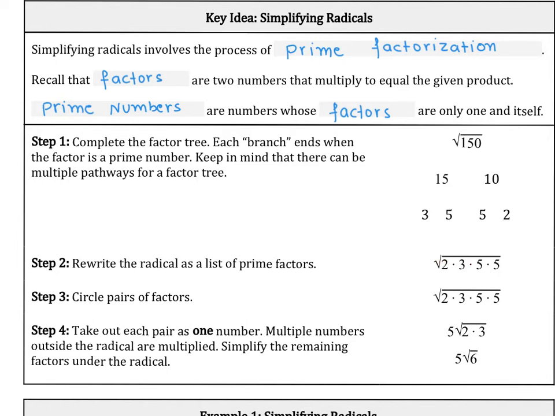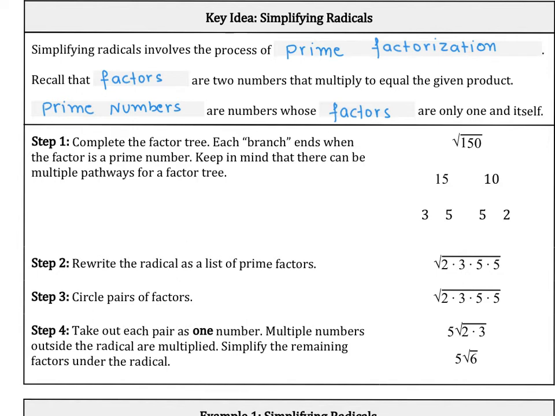Now you're going to circle the pairs of factors that are the same. In this case, 5 times 5 is one pair and you do not see any other pair. Once you get the pair, you take out one number from each pair. So if you have one pair of 5, take one 5 out and the remaining numbers will stay inside. So that's going to be 5 times 2 times 3.